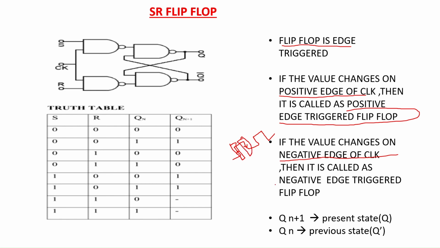We have seen that there are two stable states. One is Qn plus 1, which is the present state, and another one is Qn, which is the previous state. For SR flip-flop, there are two inputs, S and R. Using 4 NAND gates, we have designed this SR flip-flop. S stands for set and R stands for reset.